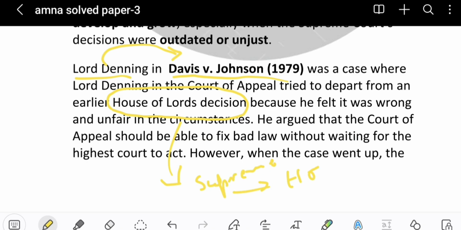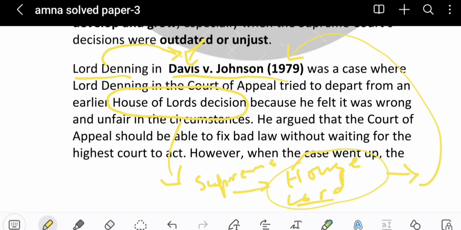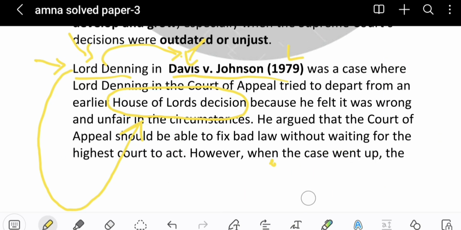The House of Lords gives decisions; the House of Lords plays the role of a judge in the Supreme Court. So basically, in this case, Lord Denning refused to follow the decision of the House of Lords, who were the judges of the Supreme Court. Lord Denning refused because he thought their decision was unfair and wrong.